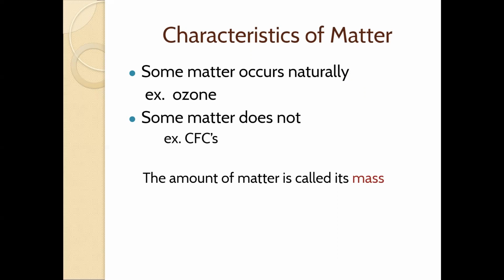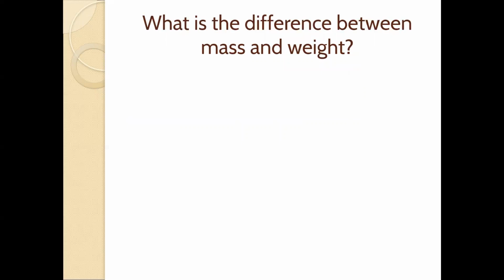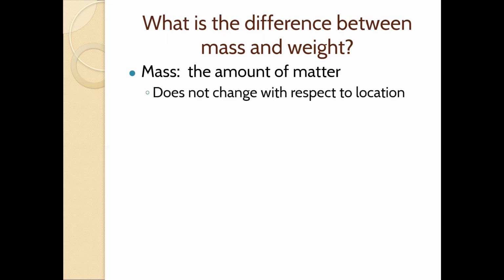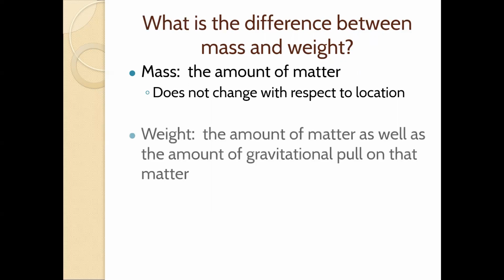Mass, another thing I would like to talk about, is the amount of matter that you have. Very different from weight, by the way. The difference between mass and weight is that mass is the amount of matter that you have, and it does not change from location to location. The easiest way to define this is to say you're going to have the same amount of mass on Earth that you have on the moon. But if you were to measure your weight on the moon, that would be much different.